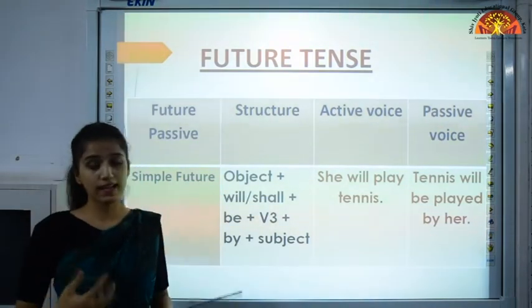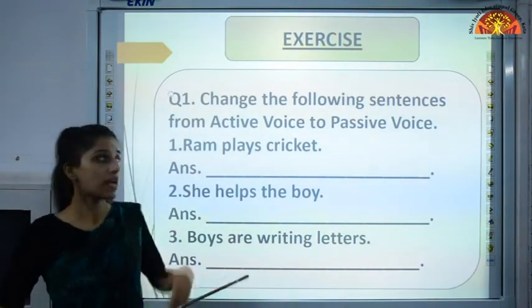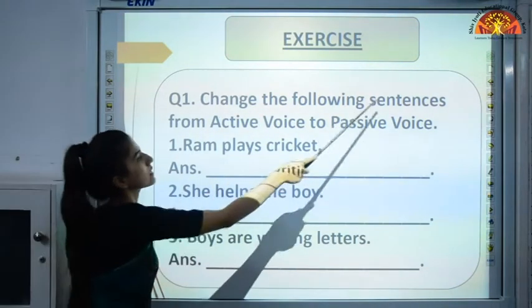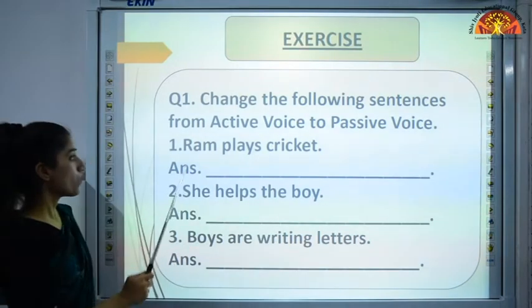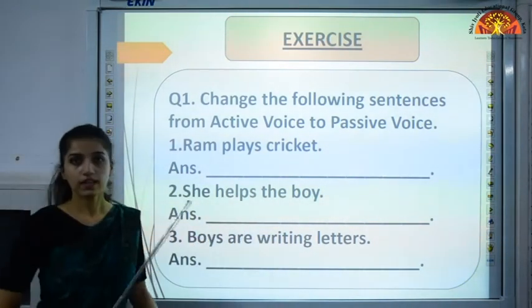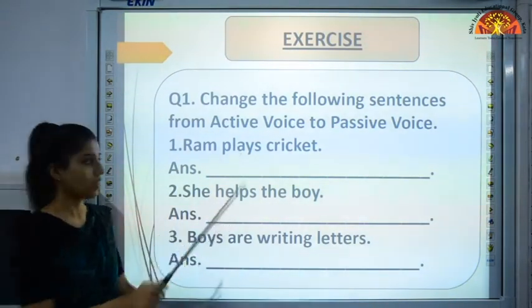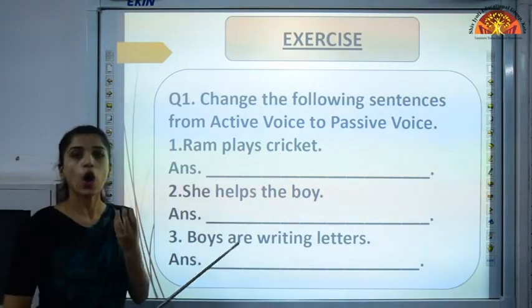I hope you all have understood this. So now let's solve this exercise. Question 1, change the following sentences from active voice to passive voice. So the first sentence is Ram plays cricket. Here Ram is the subject, plays is the verb and cricket is the object.